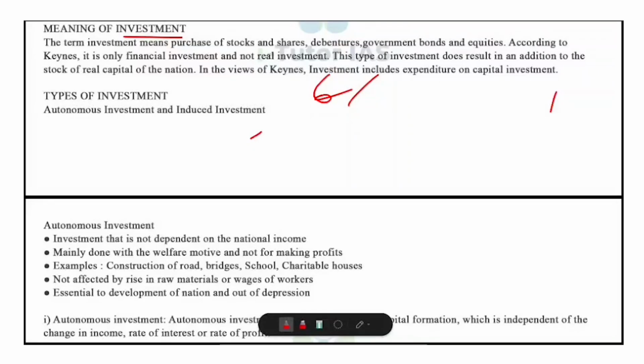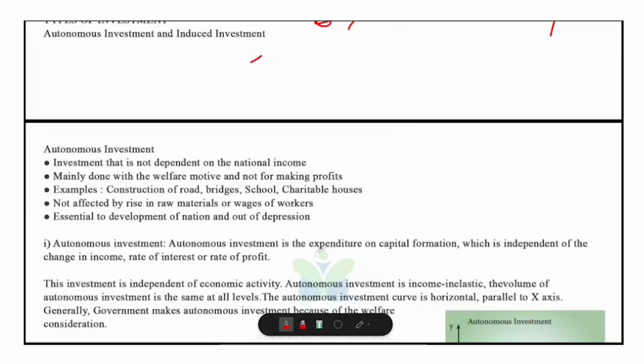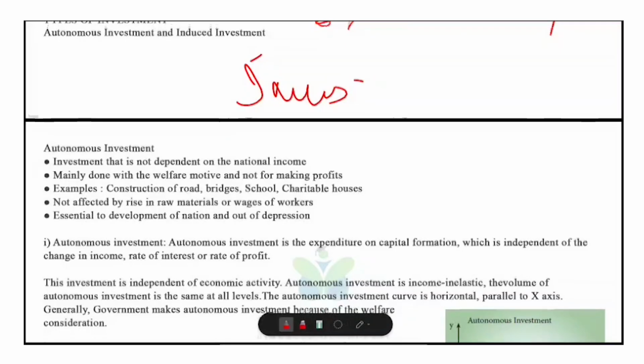Keynes focused on real investment, not just financial investment. Real investment means spending on capital goods like machines, factories, roads or buildings which increase the productive capacity of the economy. So, investment refers to the expenditure on capital formation or creation of real assets. Therefore, investment is equal to addition to capital stock of the nation.